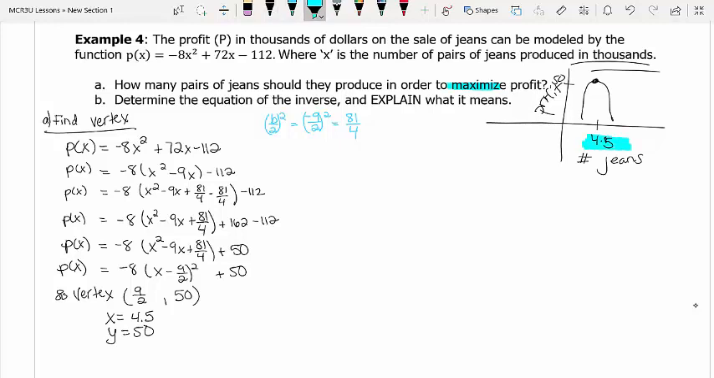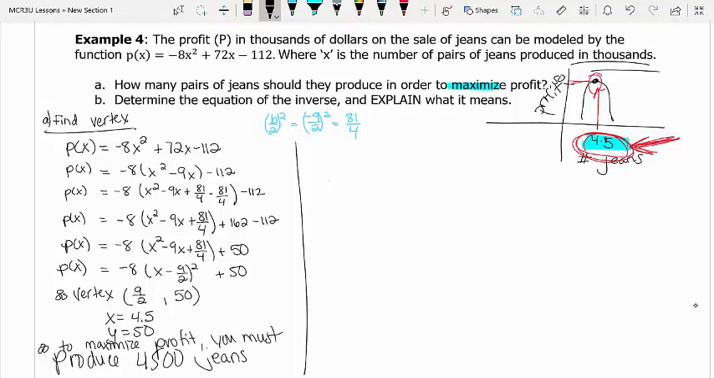Because the way we read this point is that if you produce this many jeans, you will gain the maximum amount of profit possible. So to answer part A, and remember this is a number in thousands, so it's not 4.5, it's actually 4,500, we would say, therefore, to maximize profit, you must sell 4,500 jeans.